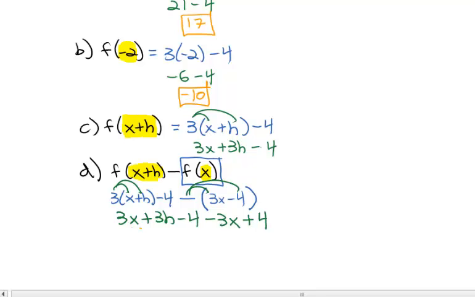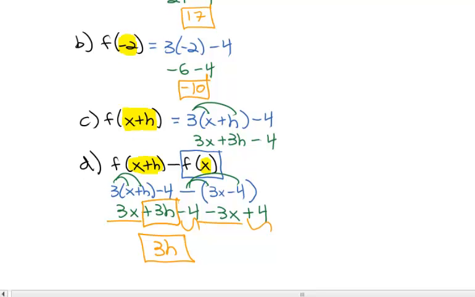Well, now we can simplify. 3x minus 3x is 0. Negative 4 plus 4 is 0. All that we're left with is 3h. Let's try another example.